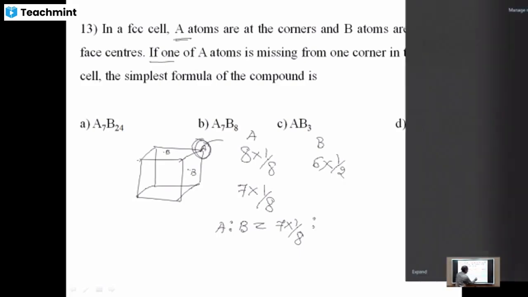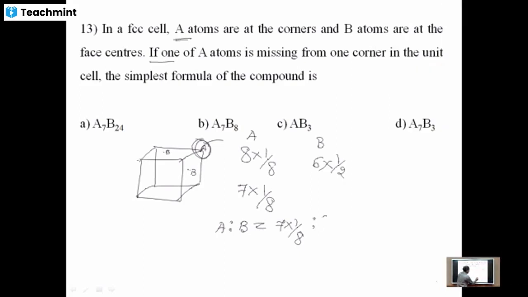So it is not working, sorry. 6 into half. Nothing but 7 by 8 is to 3. Or 7 is to 8 is taken to that side, it is 24. What is the ratio? A corresponding to 7, B corresponding to 24. Therefore, the molecular formula of this crystal, when one of the corner particles is missing from its lattice site, is A7B24, corresponding to option A.